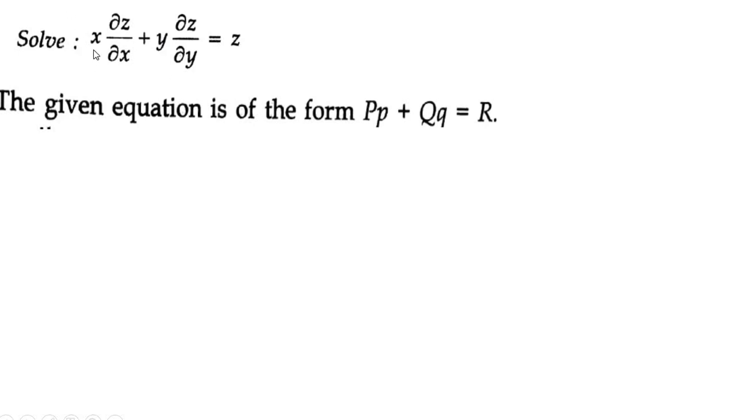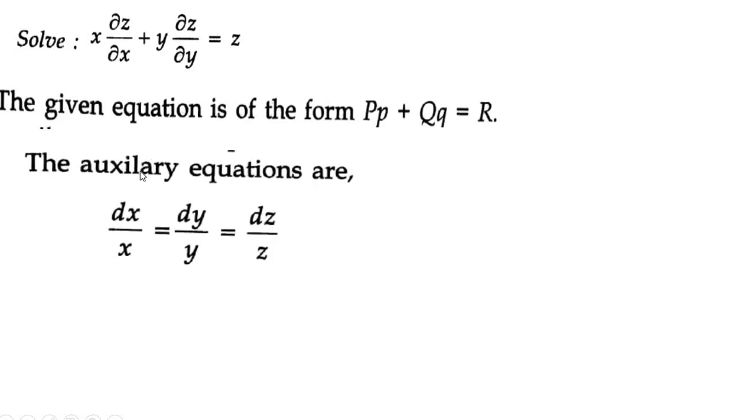Okay, so P, Q, R are the functions of x, y, and z, whereas the small p and the small q are the partial derivatives of z with respect to x and y. Okay. So next, the auxiliary equation. We have to write the auxiliary equation. So how do you write the auxiliary equation for a Lagrange's partial differential equation?